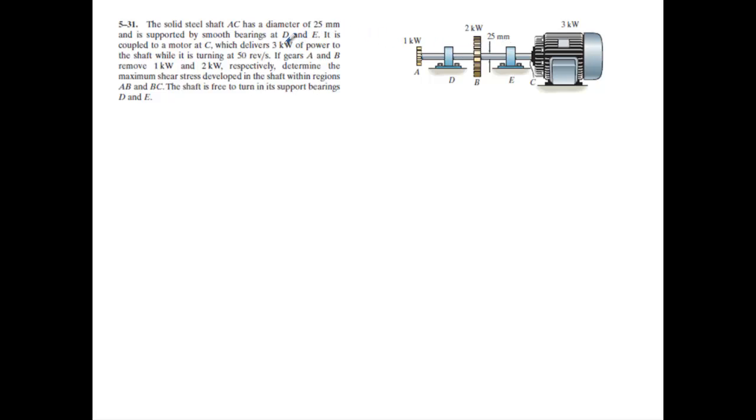The motor produces 3 kilowatts of power here. The shaft is turning at 50 revolutions per second. If gears A and B are 1 kilowatt and 2 kilowatts respectively, determine the maximum shear stress developed in the shaft within regions AB and BC. The shaft is free to turn in the support bearings.